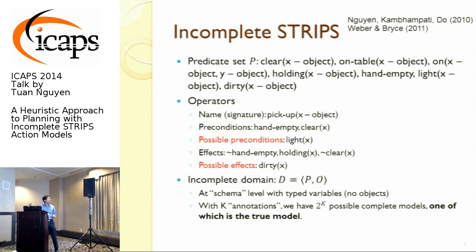So what is incomplete STRIPS? In our particular work, and also in work by Weber and Price, we consider a complete set of features. We also consider a complete predicate set. The operator can have known preconditions and known effects, but also possible preconditions and possible effects. I want to note that in our work, we consider incompleteness in the deterministic domain. This is different from the stochastic domain in the sense that, for example, if you pick up a cup and you fail because of incompleteness, the next time you pick up the cup, you still fail. It's different from a stochastic action, where you can try that action multiple times to increase the chance of success.